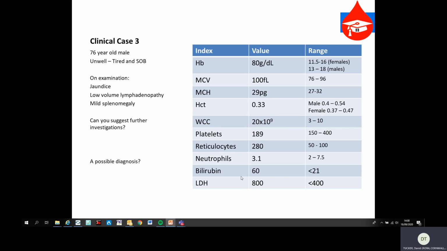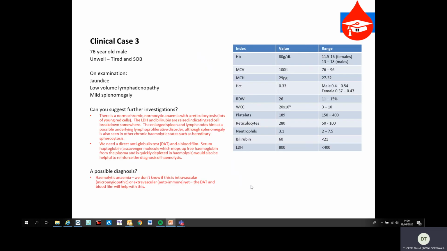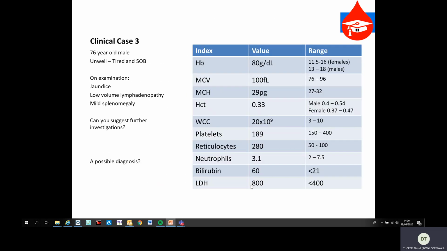He's jaundiced, we know, and his bilirubin reflects that. And his LDH is raised. So LDH is an intracellular enzyme, which is usually released when there's lots of cell breakdown. So necrosis, surgery, sometimes infection, trauma can all raise your LDH, but also classically hemolytic anemia causes a raised LDH.